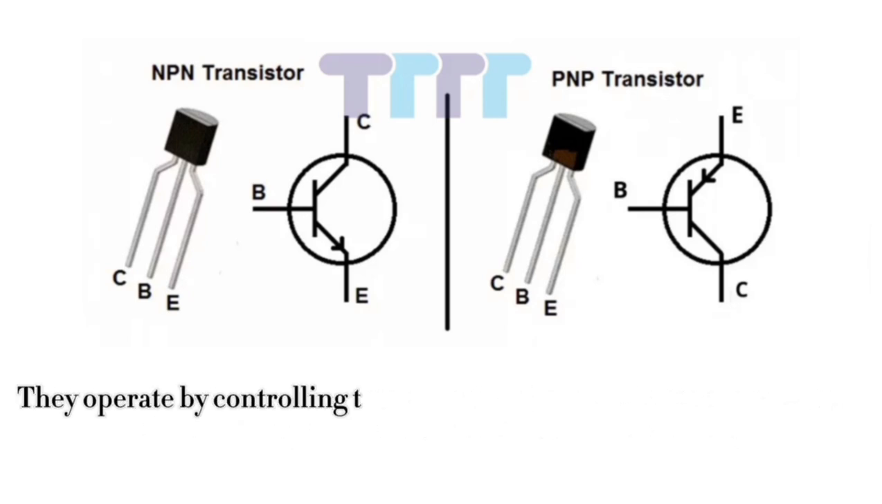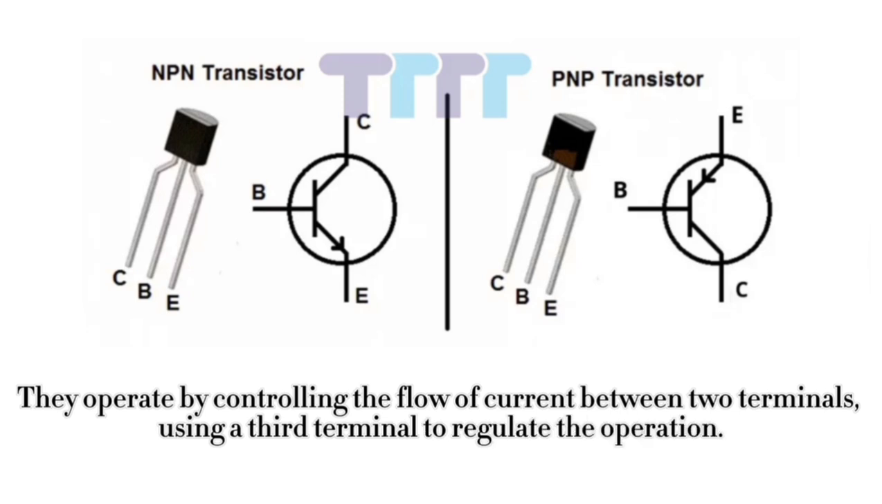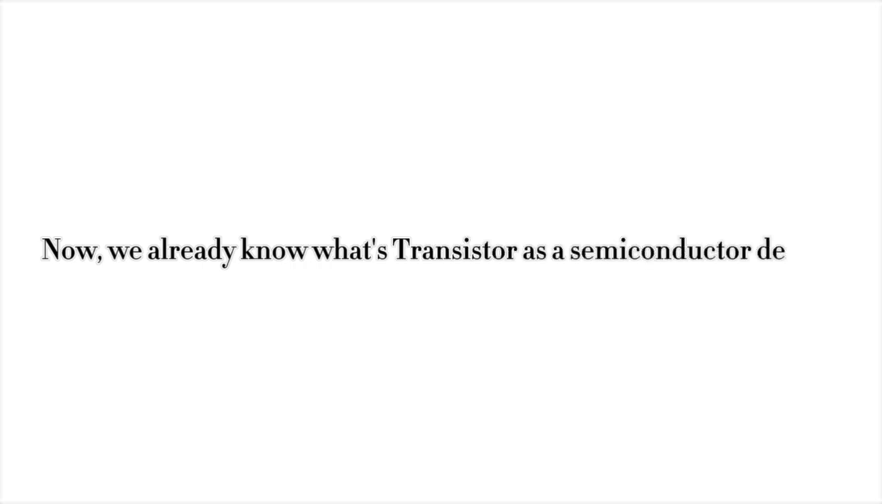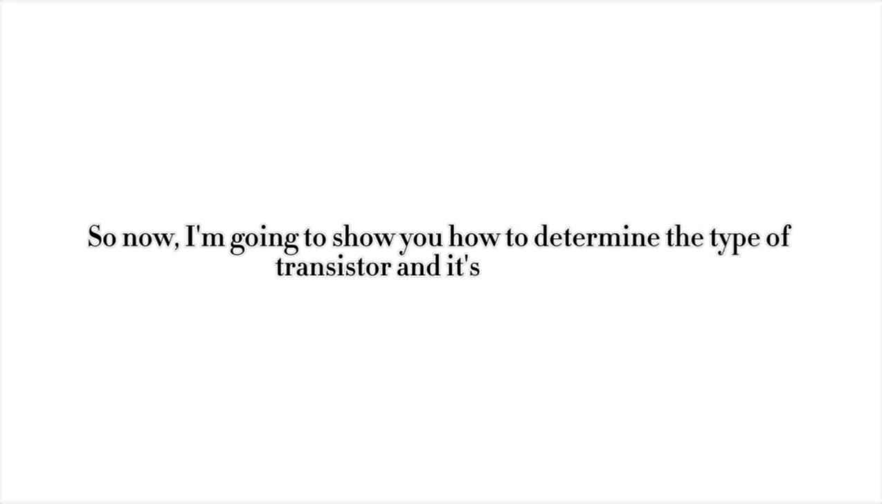They operate by controlling the flow of current between two terminals, using a third terminal to regulate the operation. Now, we know what a transistor is as a semiconductor device. So now, I'm going to show you how to determine the type of transistor and its terminals.